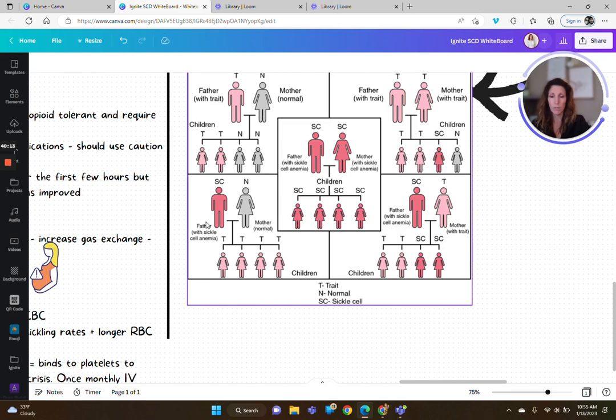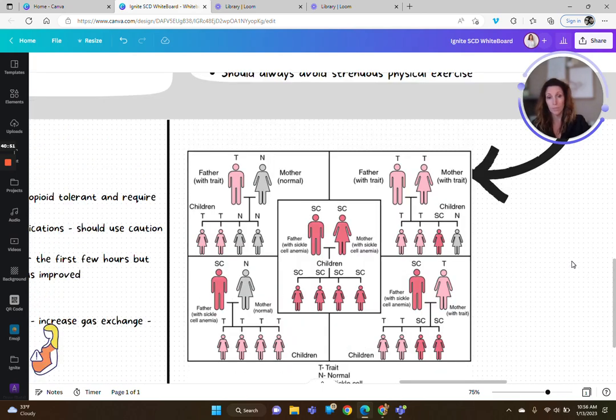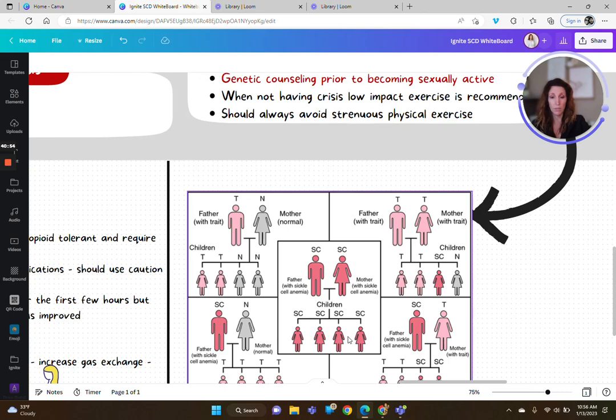Then, if we have the dad that has sickle cell disease and the mom that has both normal genes, each kid is just going to get one abnormal and one normal, so they're all going to have the trait. But if somebody who has sickle cell disease reproduces with somebody who has the trait, two of these kiddos are going to have the disease, and two of them are going to have the trait. And then, worst case scenario, two people that have sickle cell disease reproduce. Every one of those kids is going to get an abnormal gene from each parent, so they're all going to have sickle cell disease. Hopefully that was easy to understand.